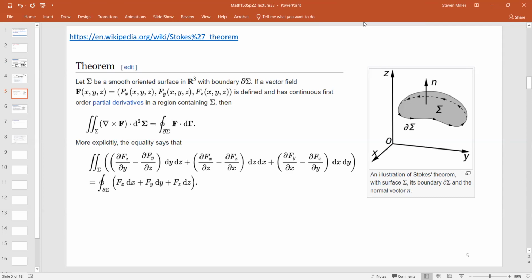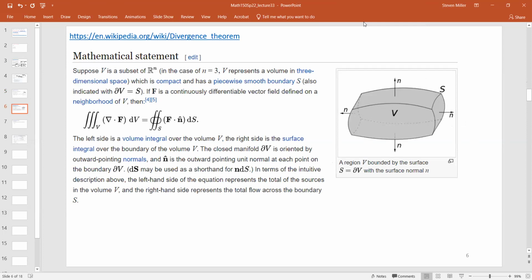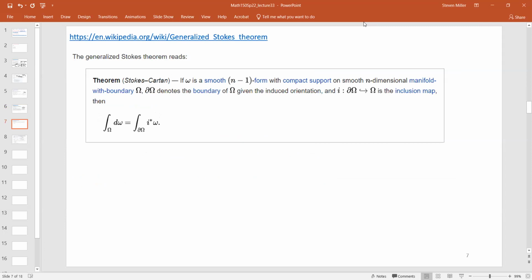And then the last one, and again, we're not going to talk too much about these, just to know that they exist, is instead of doing del cross, you could do del dot, which is df dx plus df dy plus df dz, and that's going to be related to a volume integral related to a surface. So all of these integrals are taking something from one dimension and relating it to something of a higher dimension. And the general one, in completely unintelligible form, is the integral of d omega over omega is the integral of the pullback, or the inclusion, of omega over d omega.